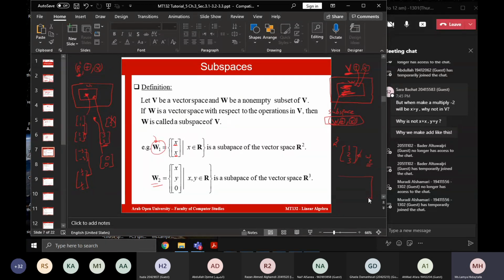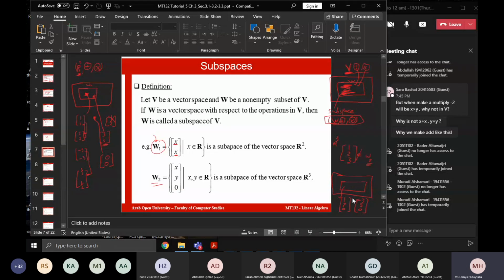We have this R3 containing all vectors that have 3 elements or 3 components. But W2 is a part of it. How do the elements look like? For example, this one is not there, but the element (1, 1, 2, 0) is an element there. For instance, (-3, 5, 0) is an element, and so on. Correct? This is how the elements of this set look like.